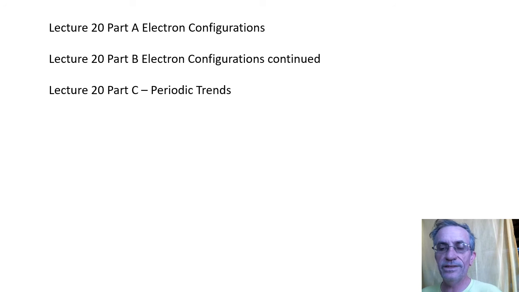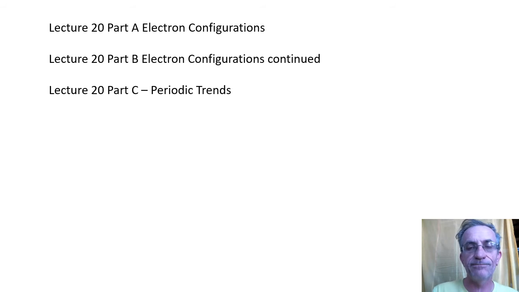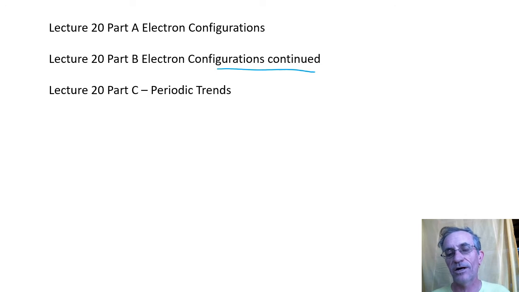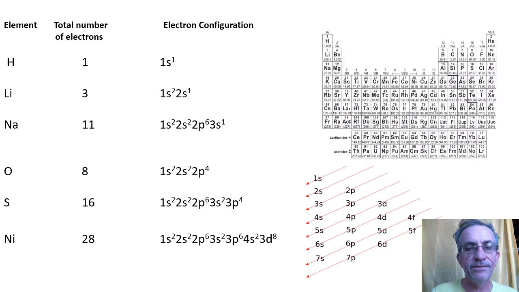All right, we're on to lecture 20, part B. So we're going to keep talking about electron configurations in this part. A few more details I want to tell you about. All right, so before we get into that, let me just remind you what we were doing last time.